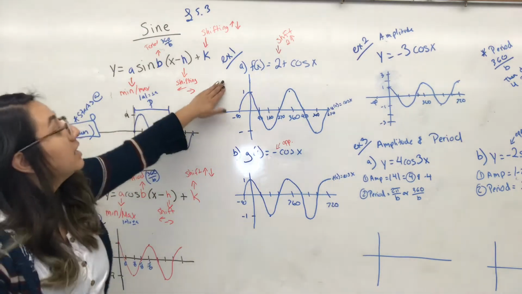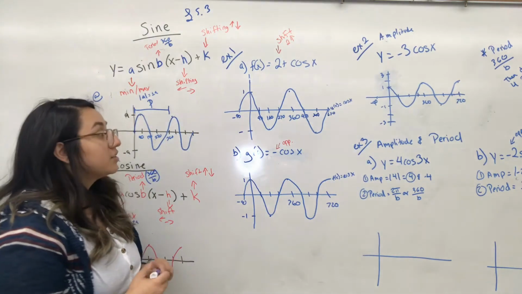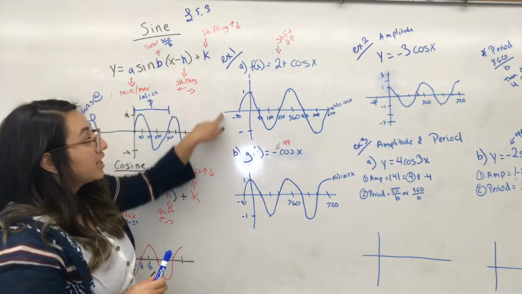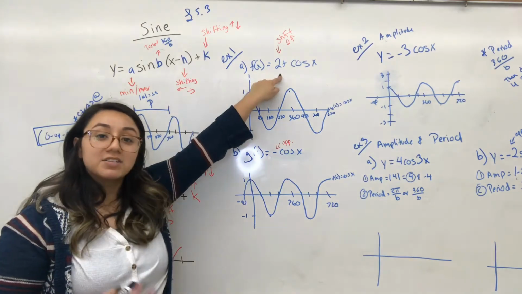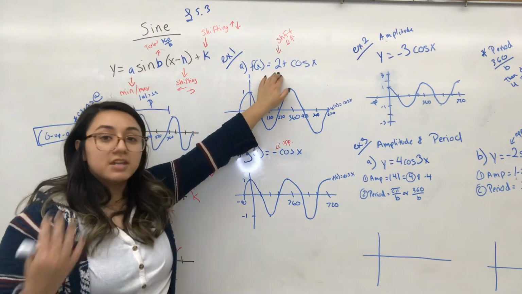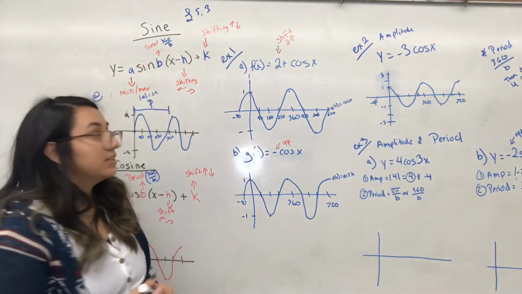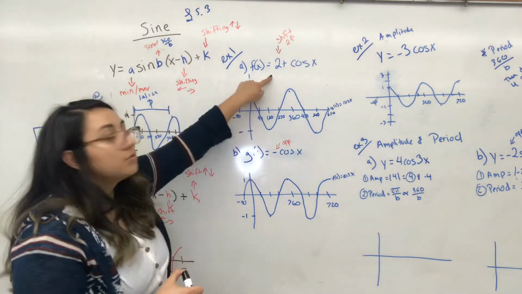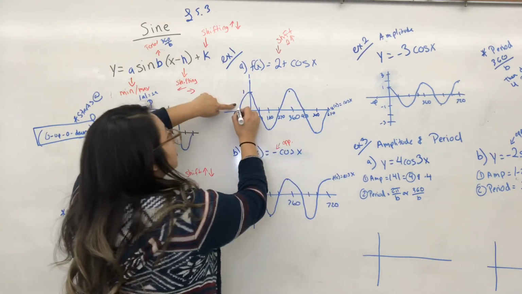Example 1. f of x is equal to 2 plus cosine of x. So we have the typical cosine graph, which I have here in blue. And now it says it's 2 plus that. So remember, whenever there's a number being added into the graph, you're shifting that many units up or down. In this case, you're shifting 2 units up. So for every point here, you're going to shift 2 units up.